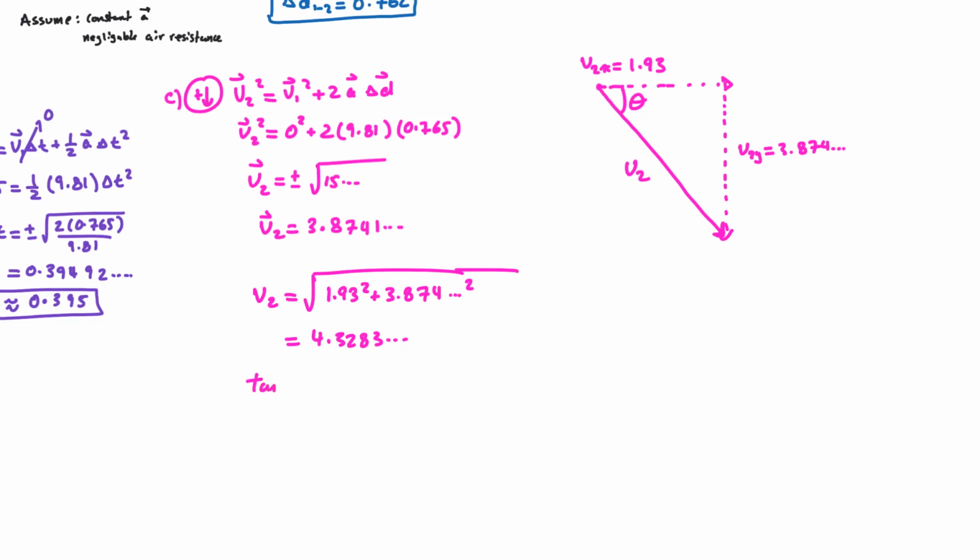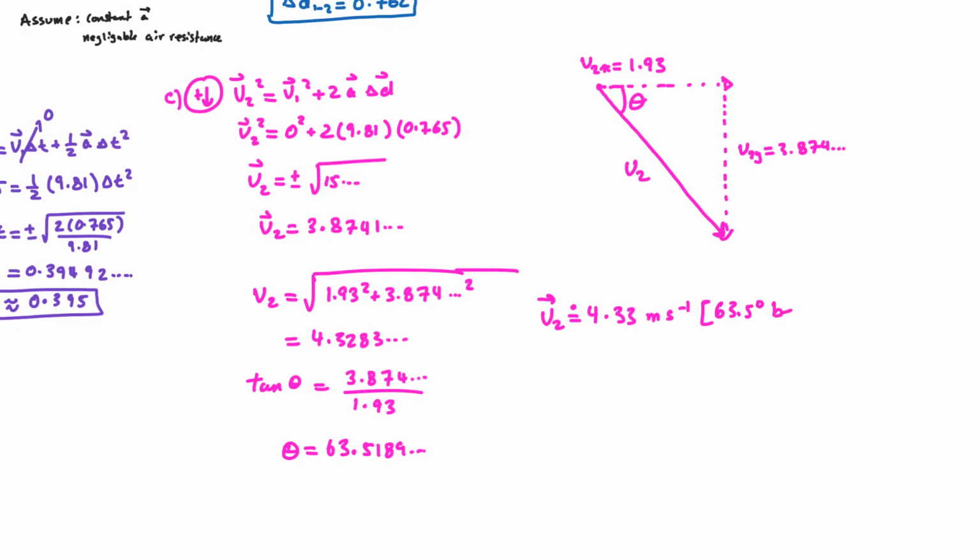And for the angle, tan theta is going to equal the opposite, which is 3.874, over the adjacent, which is 1.93. When I do that on my calculator and take the inverse of tan, I will get that theta is 63.189. So to express my final answer, v2, this is the final velocity, it's going to have an approximate magnitude of, I think my final answer needs to be in 3 significant figures, so this is 4.33. Unit is meters per second, and my direction is going to be 63.5 degrees below the horizontal.